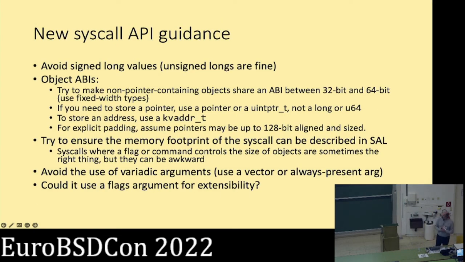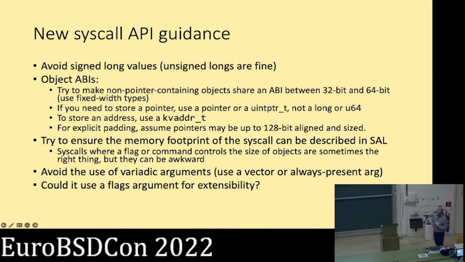So, a little guidance on new system call APIs. First of all, as I mentioned, signed longs are kind of weird, so maybe avoid them. Unsigned longs are fine, and unsigned longs appear in the form of size T's on a regular basis. That's all sensible and fine, but unsigned longs get weird, so maybe don't use them, maybe use a fixed 64-bit type.